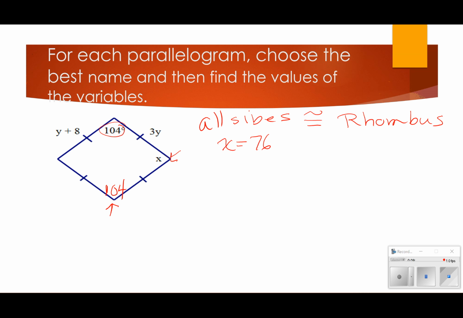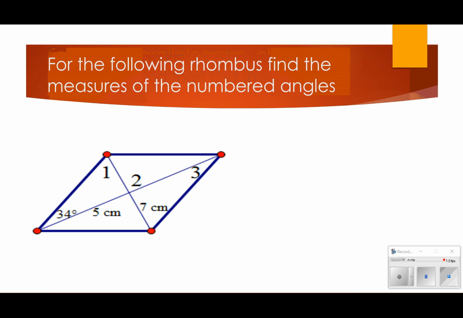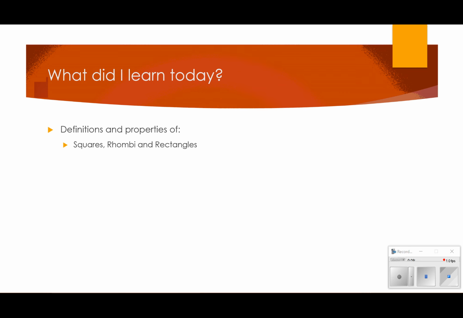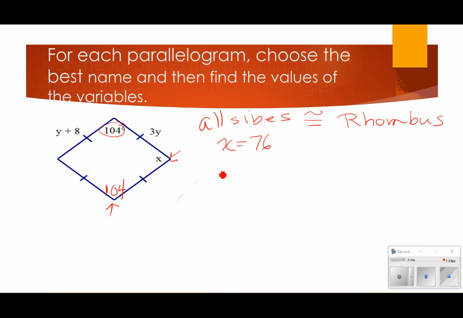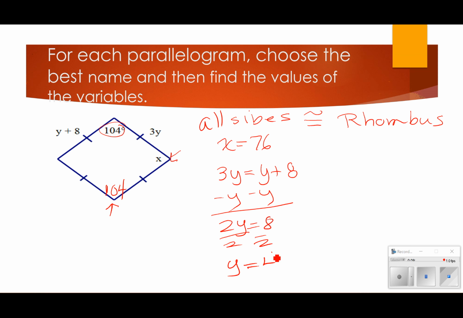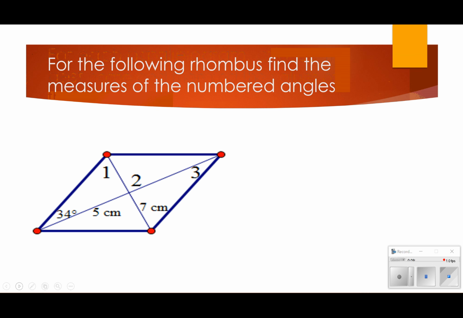Okay, so then I'm just going to find y by setting 3y equal to y plus 8. So I'm going to subtract y. I'm going to get 2y equals 8. I'm going to divide by 2, and y is going to be 4. So x is 76, y is 4, and our shape is a rhombus. Okay. Last example.